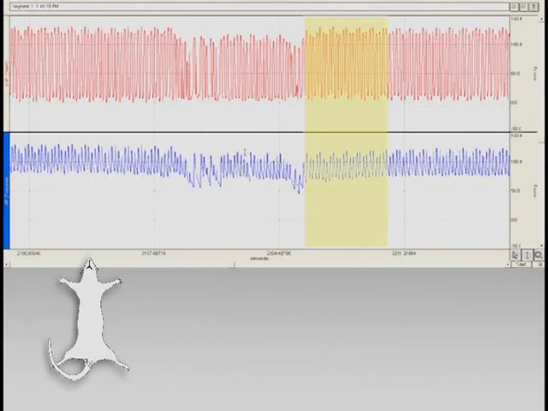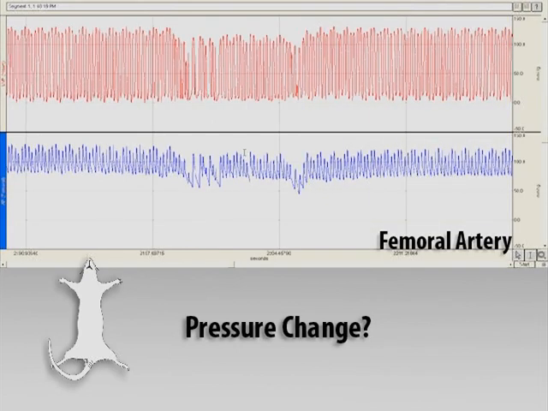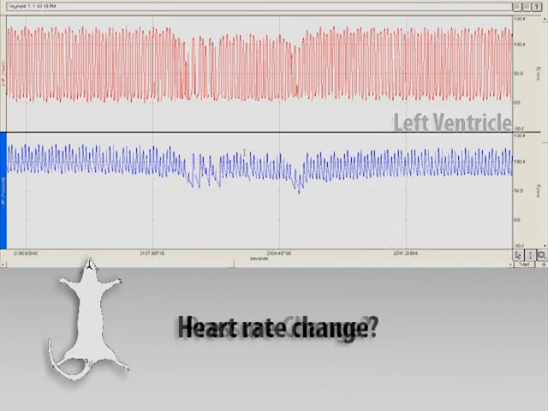Watch what happens as we continue to keep the rat in this position. What happens to the blood pressure in the femoral artery, in the left ventricle? What happens to the heart rate?